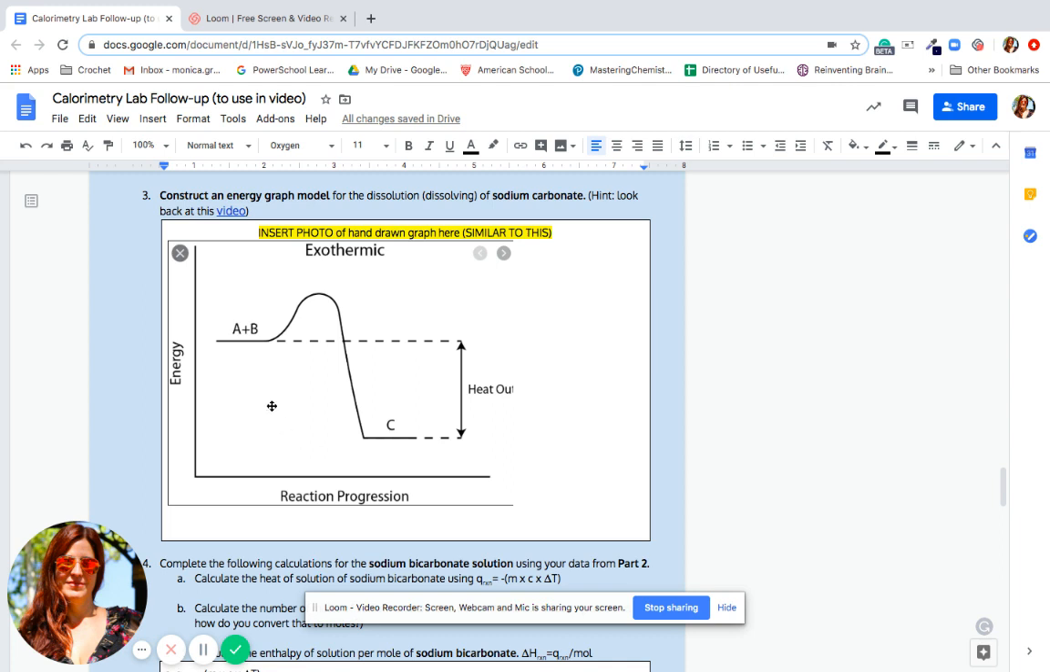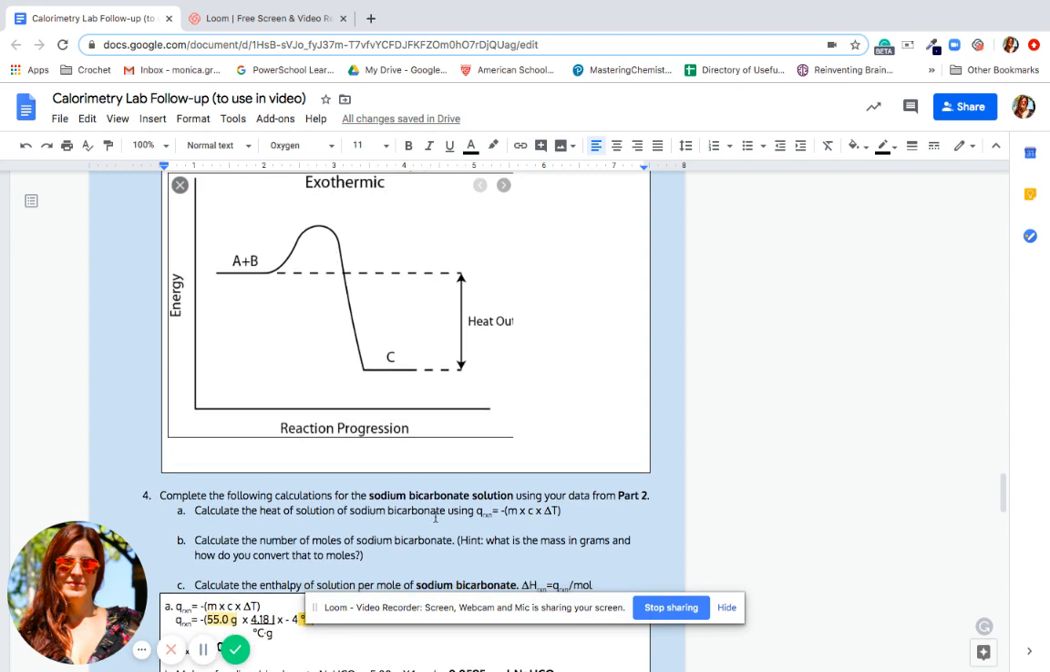And remember what this is showing is that first the bonds are being broken. We're going to talk about this later. And then bonds are being formed on this side of the graph.